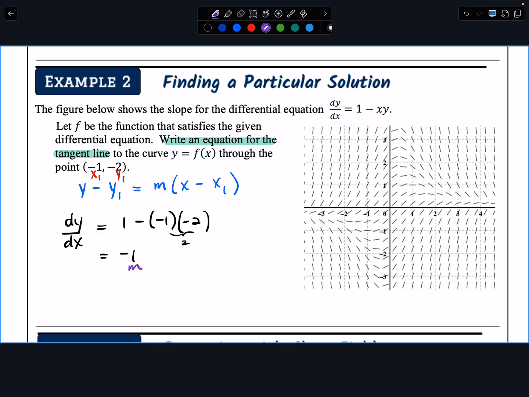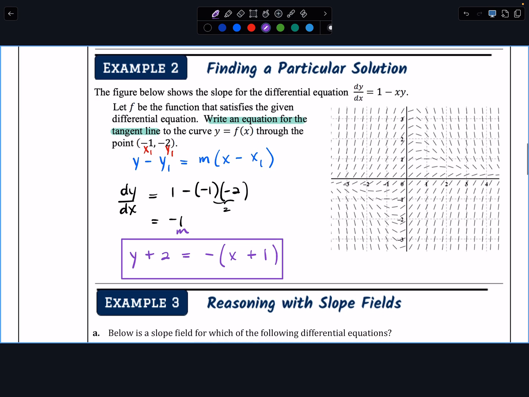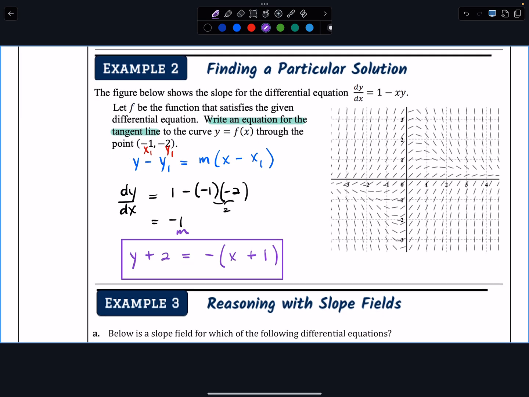So my equation is going to be y minus -2, so y plus 2 is equal to -1, or just negative, x plus 1. If you guys do go home and watch the Algebra Bros video, they do this weird graph right here, but I feel like if I showed you guys the same thing, you guys would get confused. So I'm going to skip that part.